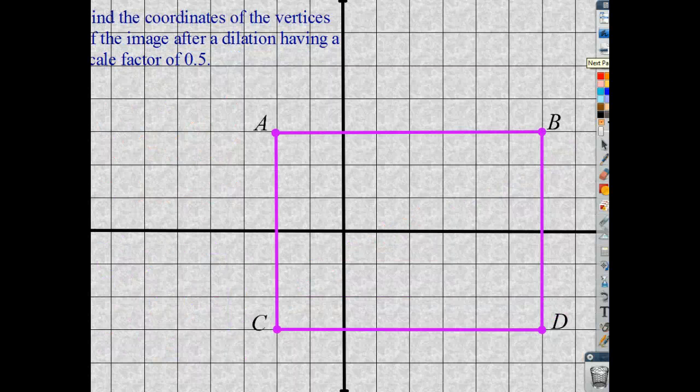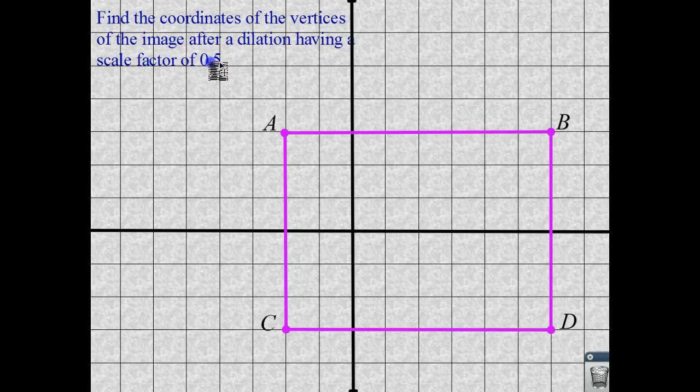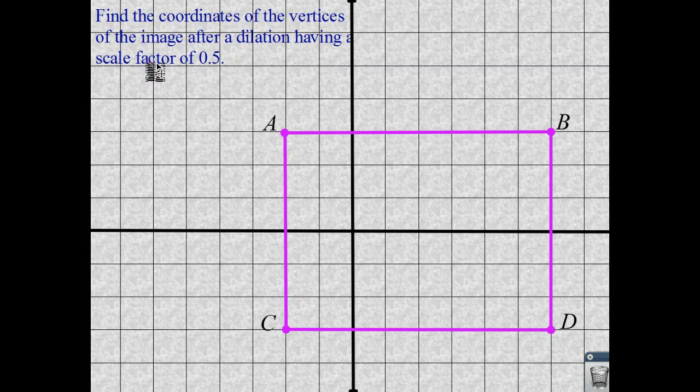All right, the next one says find the vertices of the image after a dilation having a scale factor of 0.5. So let me move that up so you can see. This is 0.5, also known as a half. So we need to figure out what all the ordered pairs are, and then we are going to cut them in half. And I bet you could kind of figure out what's going to happen to this picture. Is it going to be larger, smaller? Is it going to stretch larger or shrink smaller?